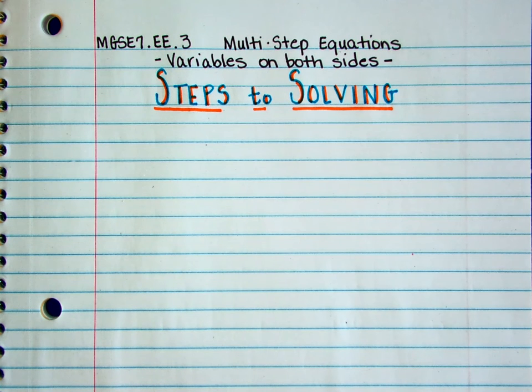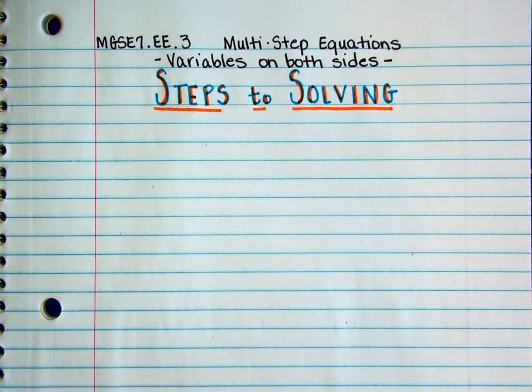Hey guys, this is our last page of notes over multi-step equations. This one has the subtitle Variables on Both Sides. Today we're going to be looking at equations that have variables on each side of our equal sign, and our goal will be to move all of them to one side with all the constants on the opposite side, and then in the end get our variable all by itself so we can solve for the value of the variable. So I'm going to start with the steps to solving.